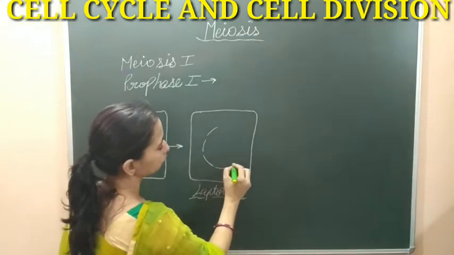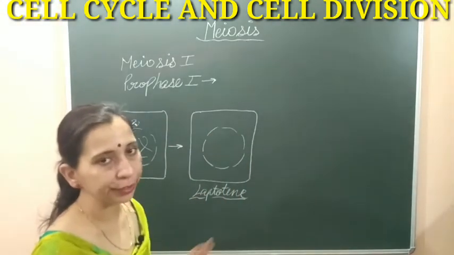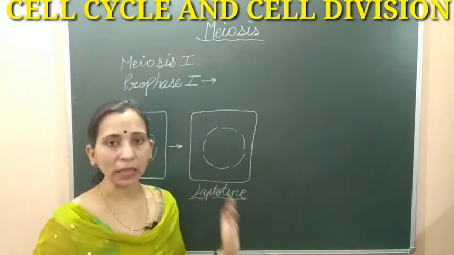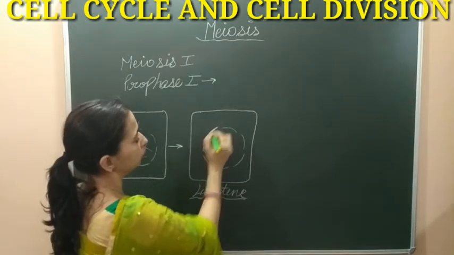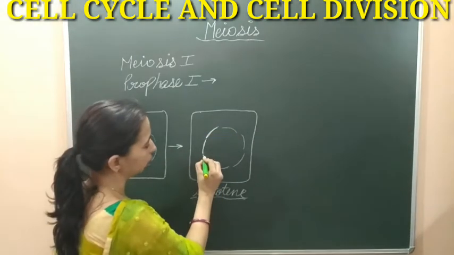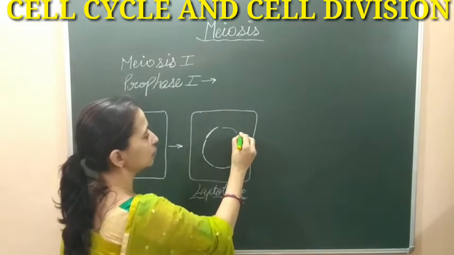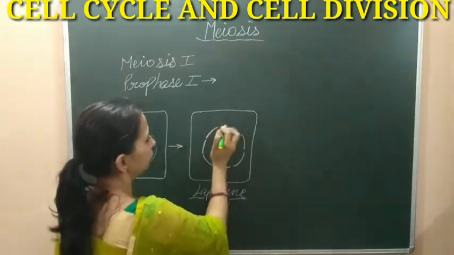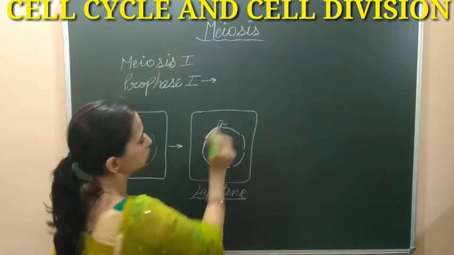The cell has a nuclear membrane, and it is intact. It has not started disappearing. It is present in the intact form. So we can draw it this way; we need not show that it is disappearing. Just make it dark, an intact nuclear membrane. The centriole is present, it has been duplicated and it is present here, and it has not started moving towards the opposite pole.